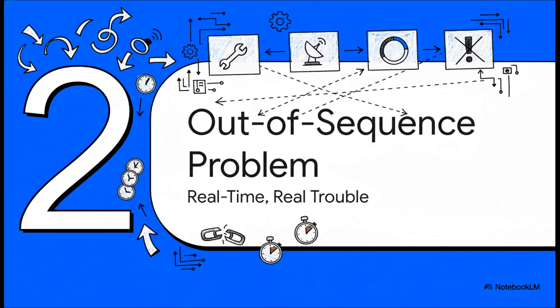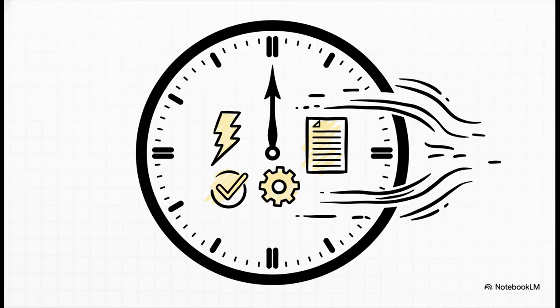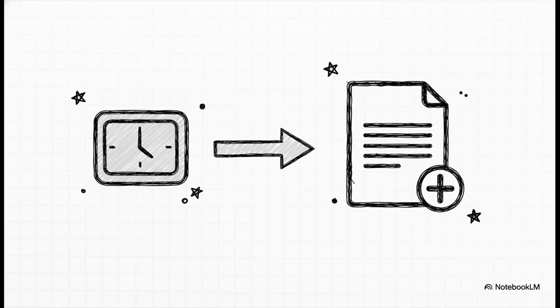Okay, now let's zoom in on the single biggest, most dangerous challenge that this architecture is built to solve. We call it the out-of-sequence problem. This is where real time can cause some real trouble. Because in a modern field service world, things happen fast. We're not talking about events happening minutes apart. We're talking seconds.